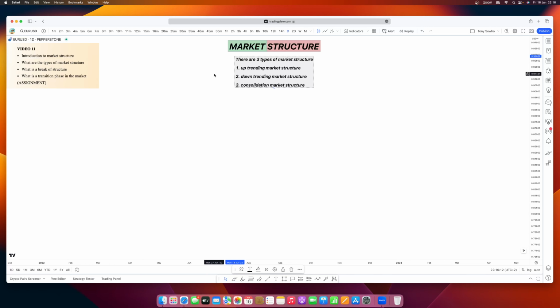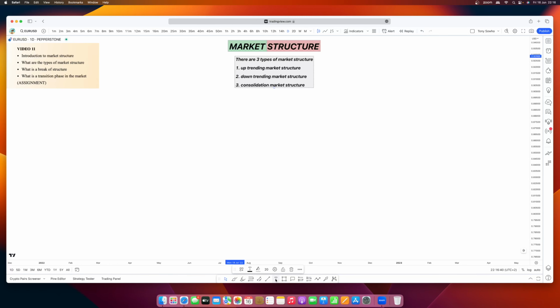Now, from the prefix, you can tell what it is. Up means something that is going up. Down means something that is coming down. Consolidation, I know that can be a little bit confusing, but I'm going to explain what that means when we get there. For the first and second, just the prefix alone, you can tell that up means a market that is going up, down means a market that is coming down.